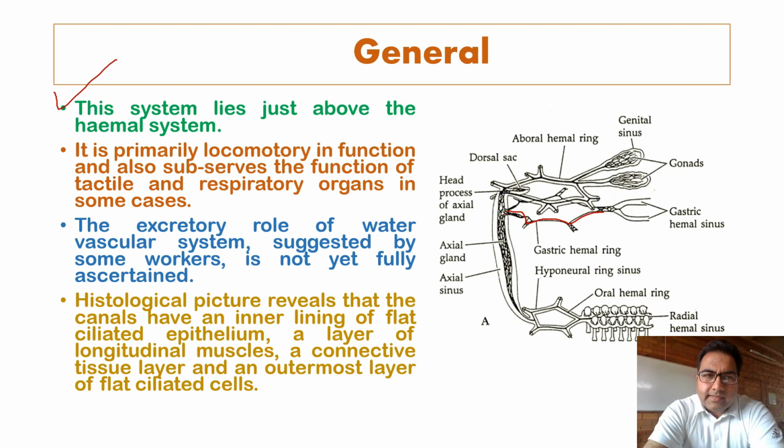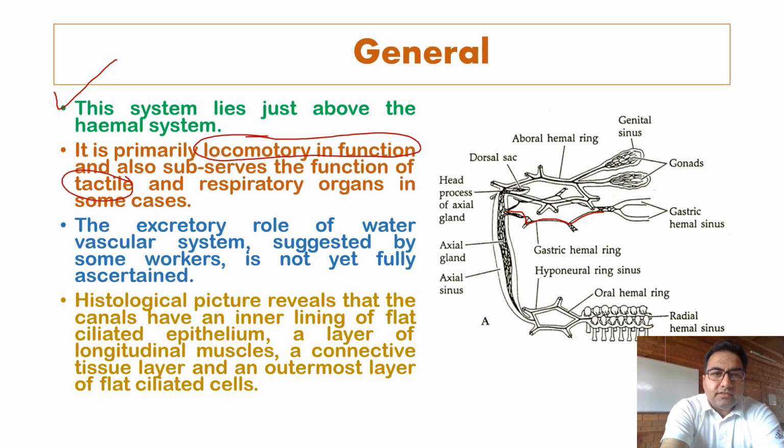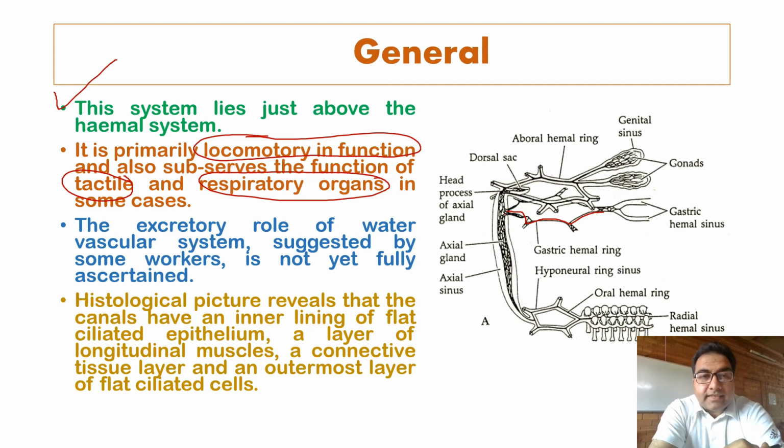Second important point is that it is primarily locomotory in function. So the first primary function of the water vascular system, or the ambulacral system, is locomotion. But it also serves some other functions as well, such as the tactile function, and the respiratory function in some cases. So besides the locomotory function, it may also have tactile as well as respiratory functions.